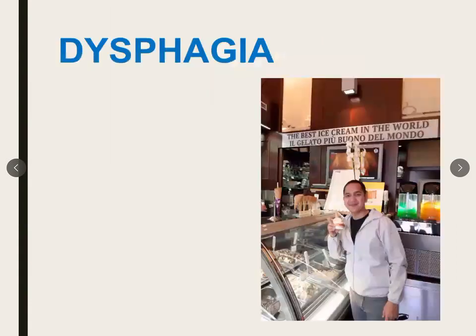Okay, dysphagia. So dysphagia, difficulty swallowing or inability to swallow. Okay, so this was taken in Tuscany, no, in Italy. So as you can see, they say this is the best ice cream in the world, no? But our ice cream is actually tastier, no?